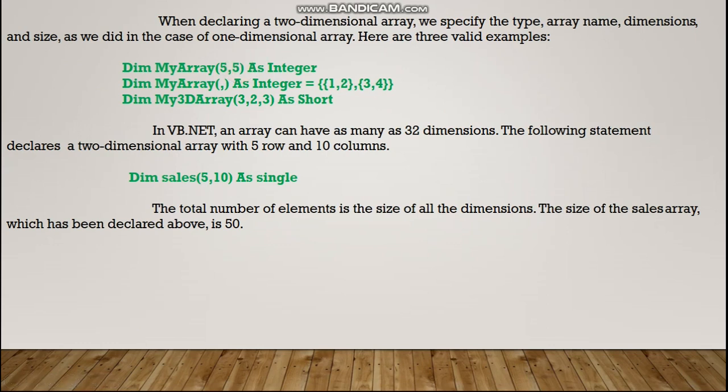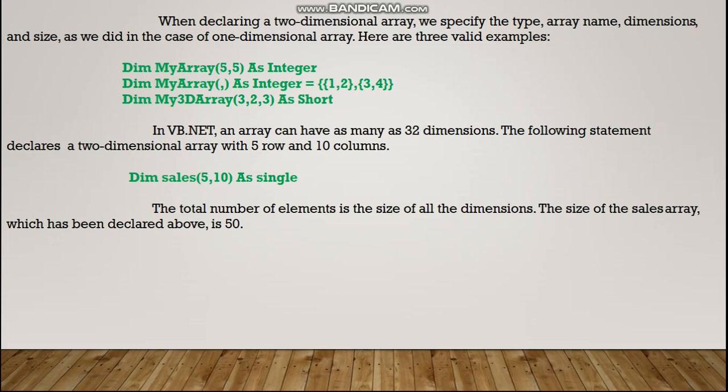We put two values and then the data type is Integer. Dim myArray(,) with the values stored as {1, 2} and {3, 4}. So myArray has the values 1, 2 and 3, 4. The third one is Dim my3DArray, a three-dimensional array. It is shortly called a 3D array, and the data type is Short.